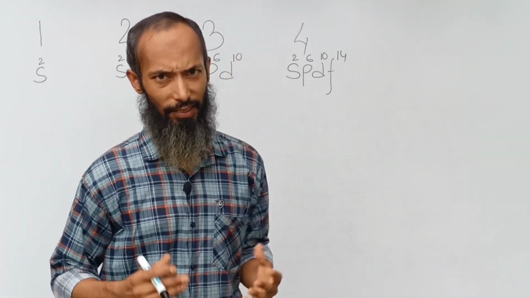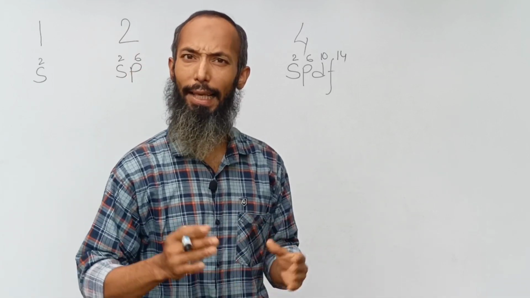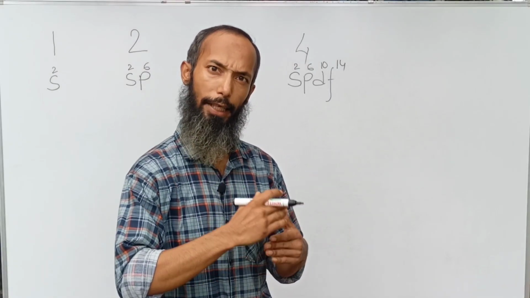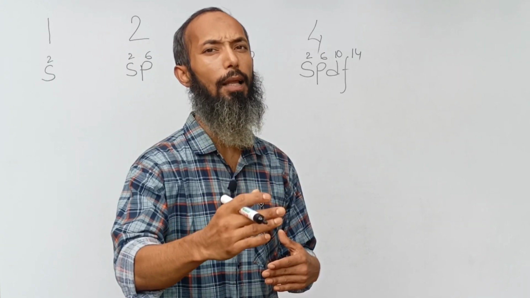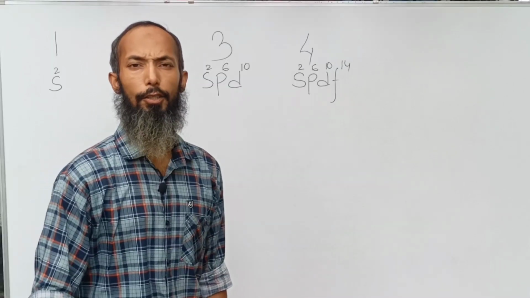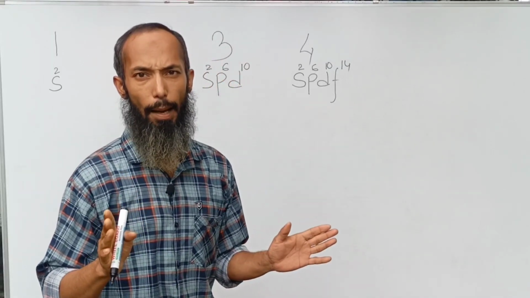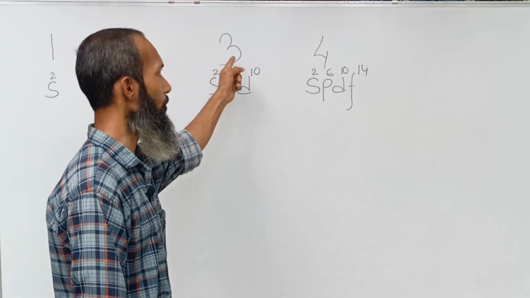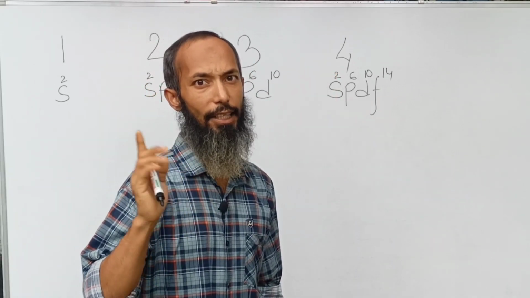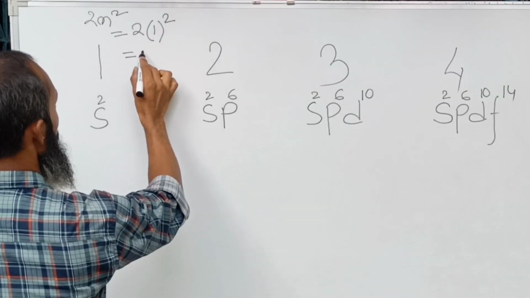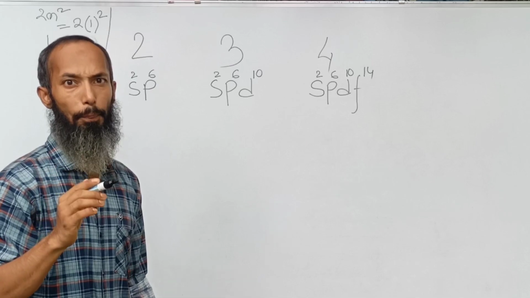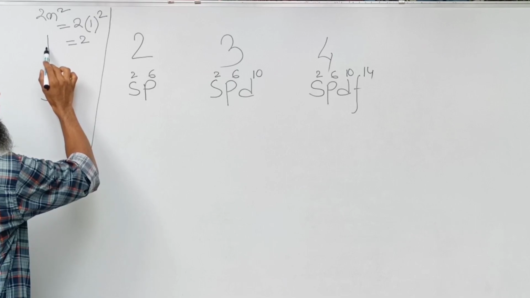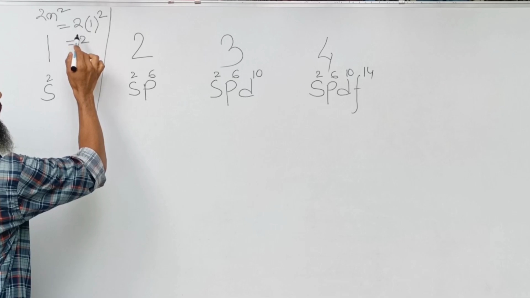But the problem arises here. How can we input the electrons in the orbitals? Now let me explain how the electrons fill from the lower energy level to the higher energy level of the orbitals. Here the first rule is that the total number of electrons that can be accommodated in a shell is equal to twice n square. Here n refers to the principal quantum number. So here, principal shell 1, so quantum number 1, so 1 square, so its capacity is 2.